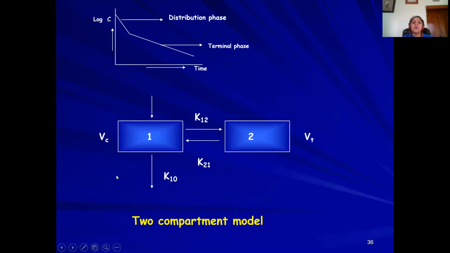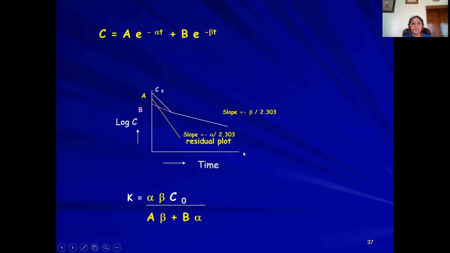So here, this is a representation of a two compartment model. In the first compartment, you have got all the highly perfused tissues. In the second compartment, we have got muscles and adipose tissues. And in the graph of log C versus T, you have the distribution phase as well as the elimination phase here. Whereas in the one compartment model, you just had the elimination phase.